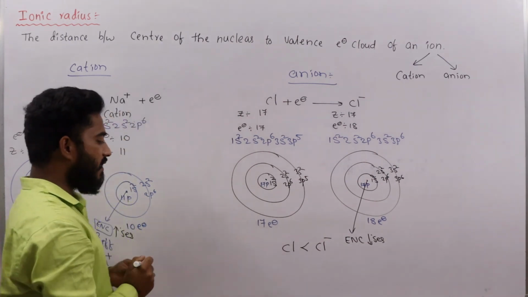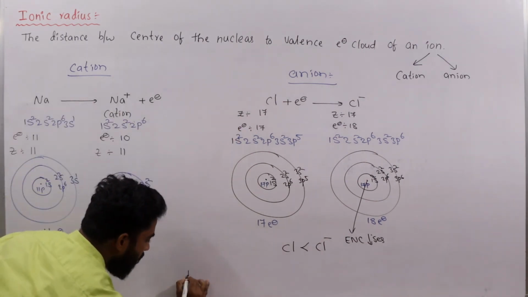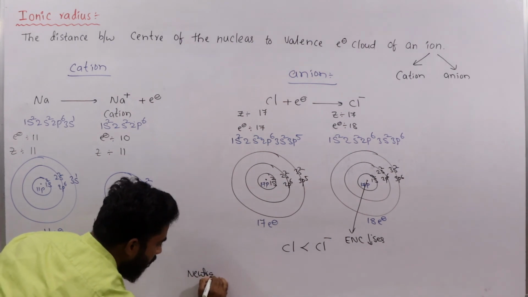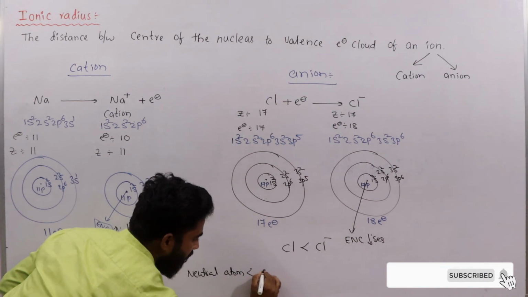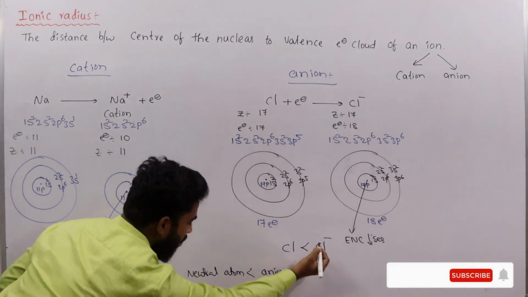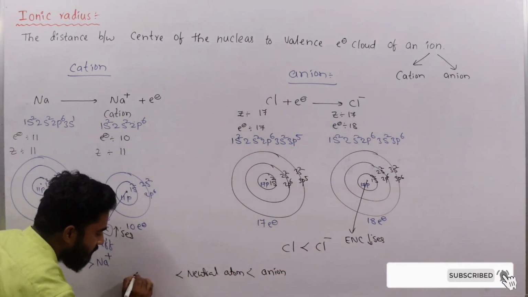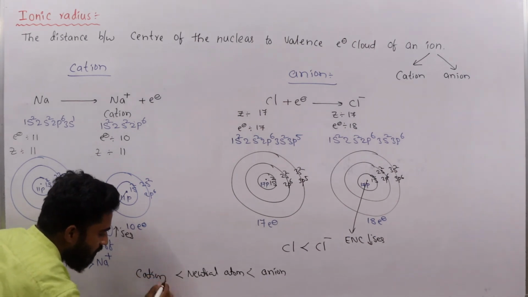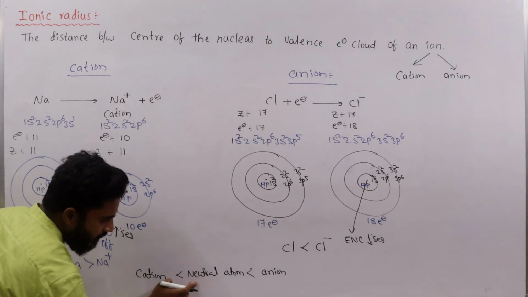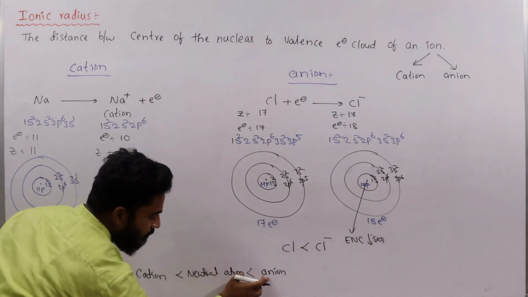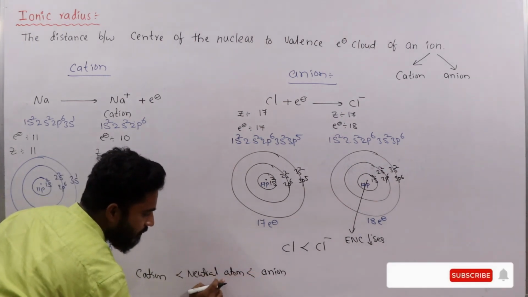So finally what we can say? A neutral atom is lesser in size than the anion and greater in size than the cation. So a cation is always lesser in size than the neutral atom. Then an anion is more in size than the neutral atom.